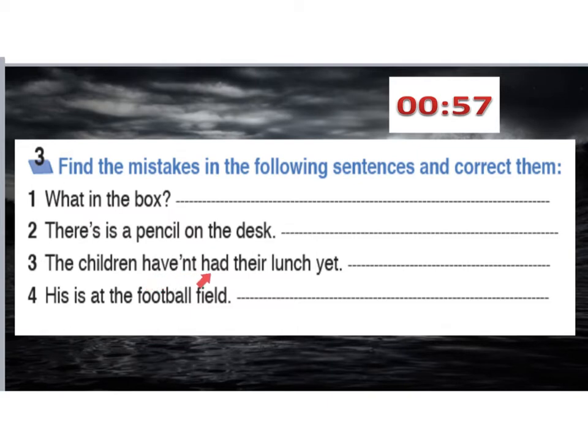The children haven't had their lunch yet. What is the mistake here? The apostrophe should be after n, not before it. He's at the school field. He is. This one should be he. Look at the answers.